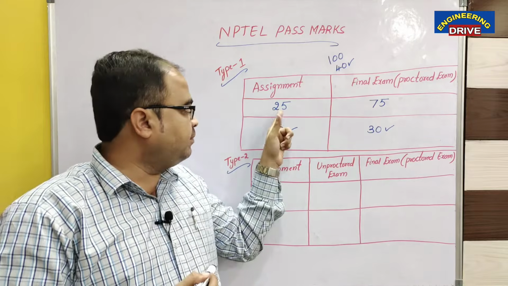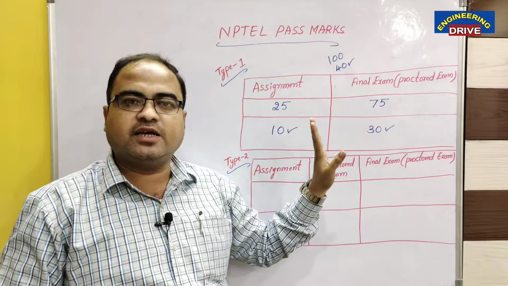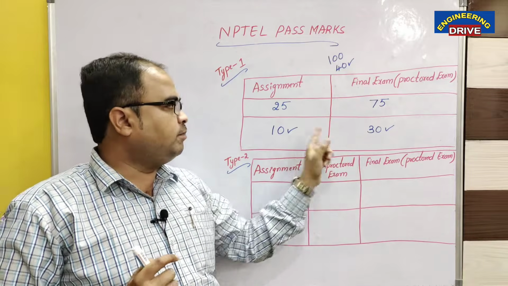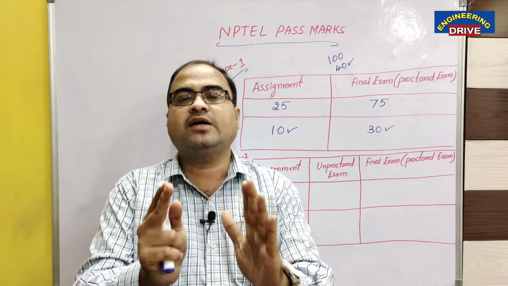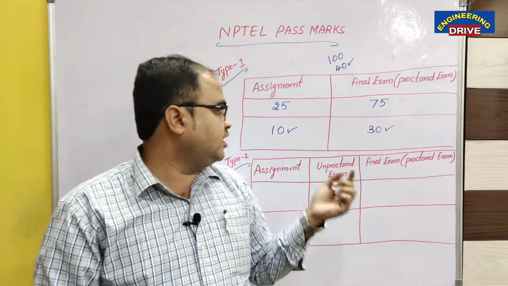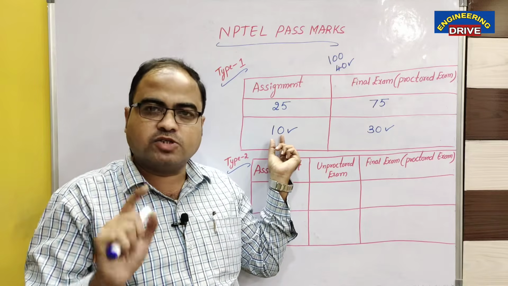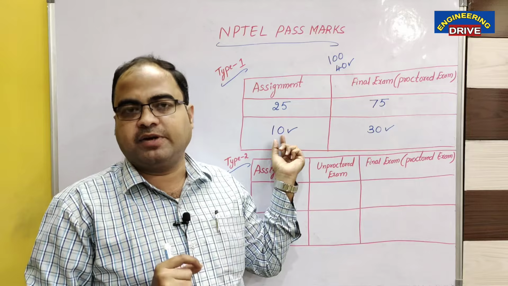So 40% of 25 is 10, 40% of 75 is 30. Here also the 40% rule: 10 plus 30, 40. So finally you are declared as having passed the NPTEL exam, and you will get the certificate. In case you get 9 marks here, then you are not declared as passed in the NPTEL exam.